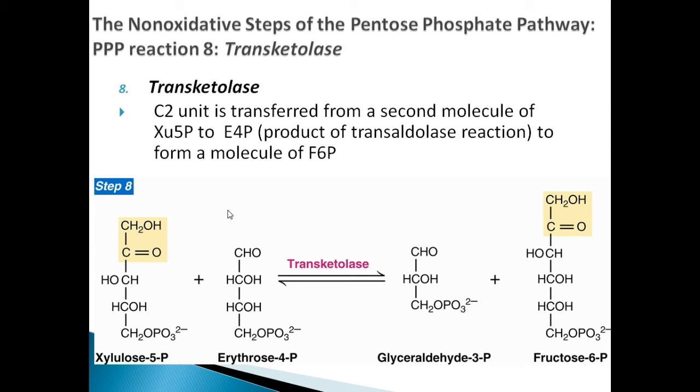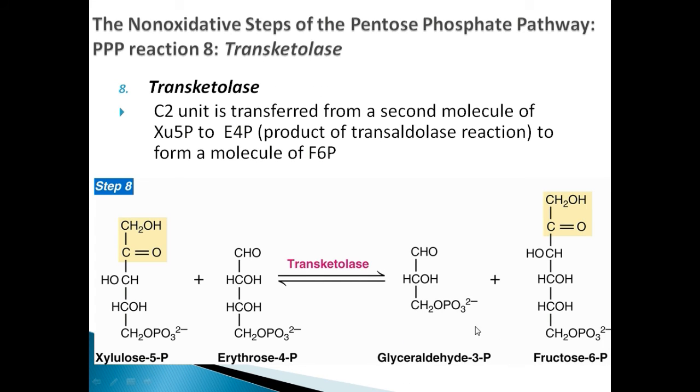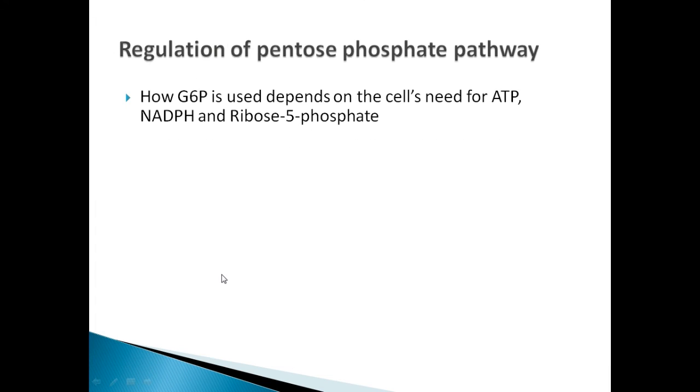a glyceraldehyde 3-phosphate. And what we see here now is that these two products that are produced at the end of this pathway can either be fed back into the pathway, or of course they can be fed into the glycolysis pathway, because they're intermediates of glycolysis as well. And this brings us to the point of how the pentose phosphate pathway is regulated.